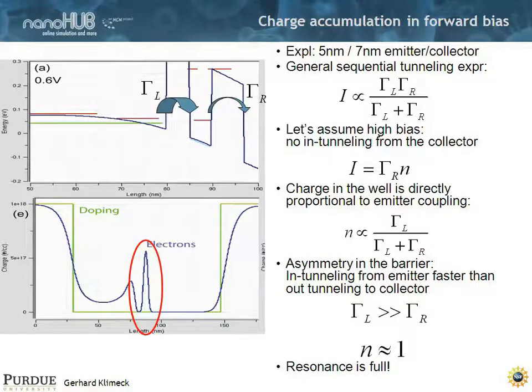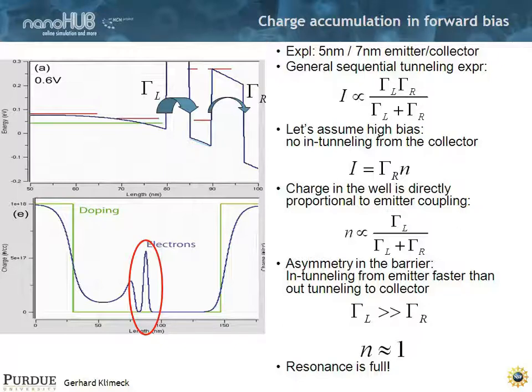So this was the chart I showed earlier, where I argued that this resonance is full at resonance condition of C1 coupling to E2 in the emitter. So the resonance is full. So that begs the question, what happens in the other bias direction? What happens if you flip the device around or you apply the voltage from the other end?